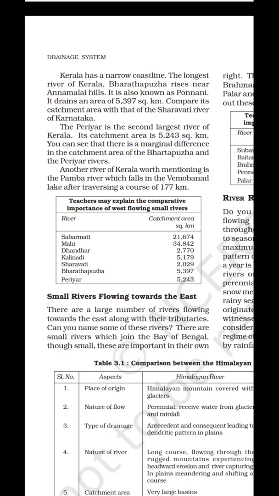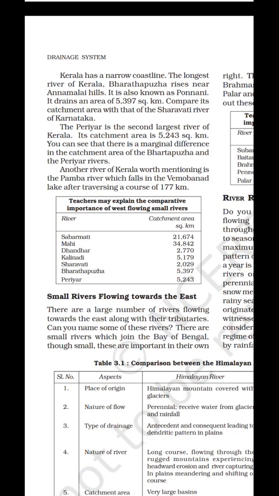The Periyar is the second largest river of Kerala. Its catchment area is 5,243 square kilometers. You can see that there is a marginal difference in the catchment area of the Bharatapuzha and the Periyar rivers. Another river of Kerala worth mentioning is the Pamba river, which falls in the Vembanad lake after traversing a course of 177 kilometers. Teachers may explain the comparative importance of west flowing small rivers.